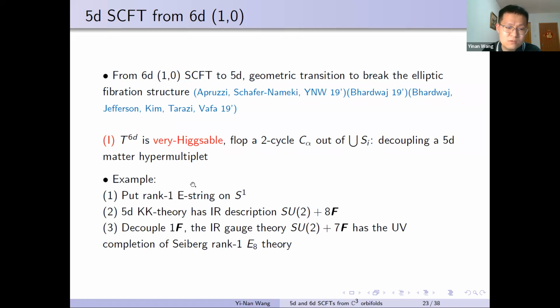So a simple example would be the classical rank 1 E-string case, where after you put it on a circle, the 5D KK theory has an IR description of SU(2) plus 8 flavors. And then if you want to go to the T5D, you need to decouple one fundamental, and that goes to the Seiberg rank 1 E8 theory. Okay. And that's also precisely what we observed in the actual singularity.